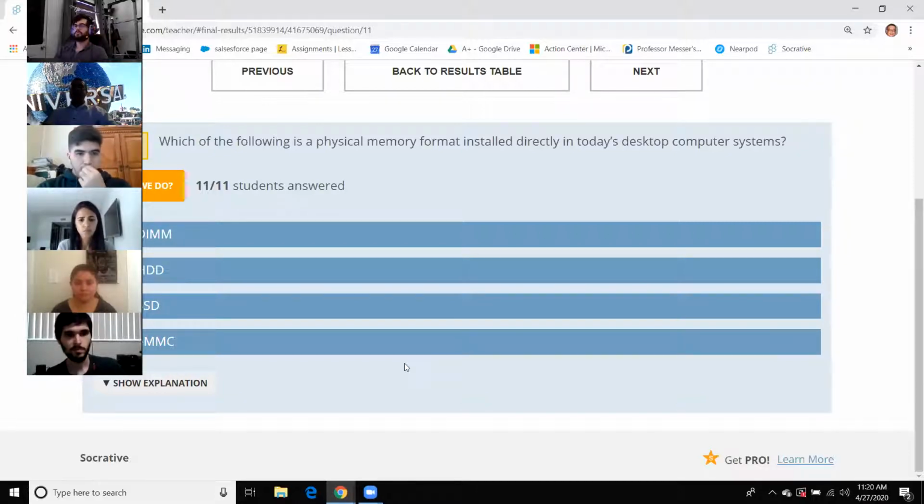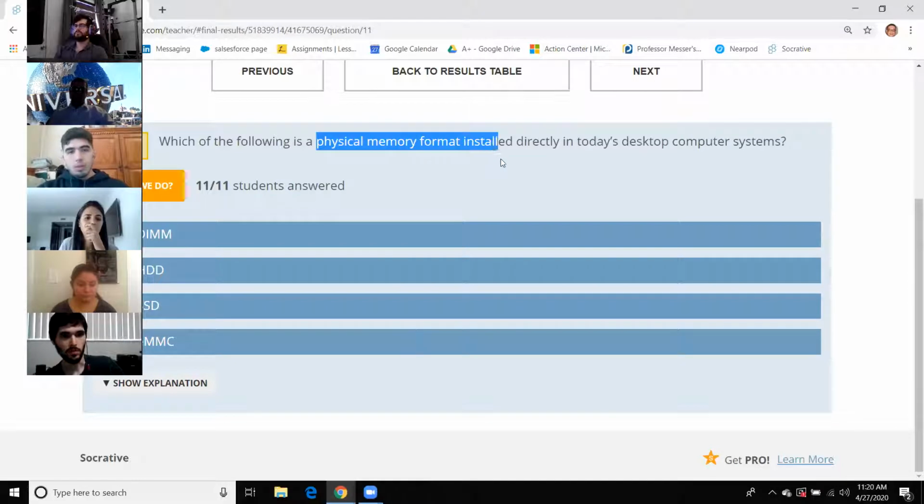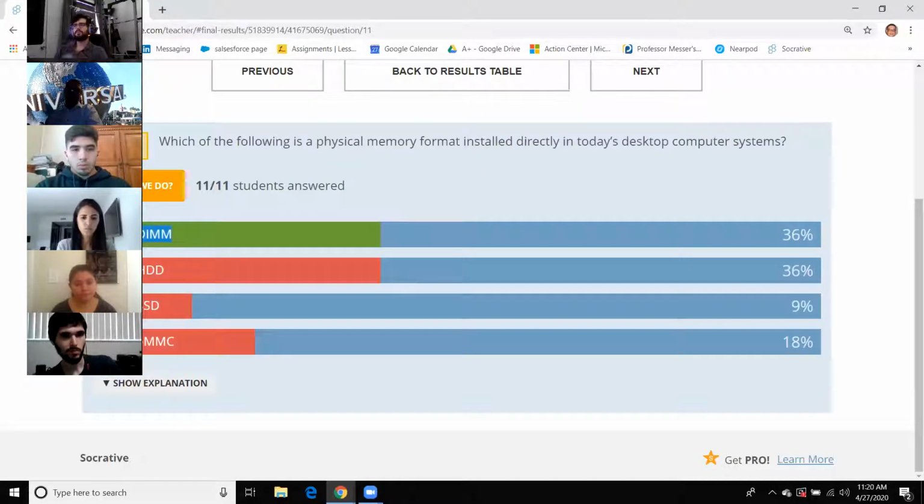Next one, Jordan. This one gave me a little issue. Which of the following is a physical memory format installed directly into today's desktop computer systems? Okay, so memory. What about memory here? So which one would be installed? Which type of memory? Oh, never mind. I get it now. It's A. A? Everyone agree? That is correct. Memory is DIMM.